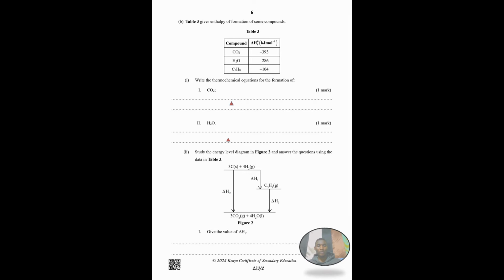Part B of this question, number 3. Table 3 gives enthalpy of formation of some compounds. So we have table 3, we have the compound, and we have the standard enthalpy of formation given in kilojoules per mole. We have the compound carbon dioxide, its standard enthalpy of formation being negative 393 kilojoules per mole. Then we have water, its standard enthalpy of formation being negative 286 kilojoules per mole.